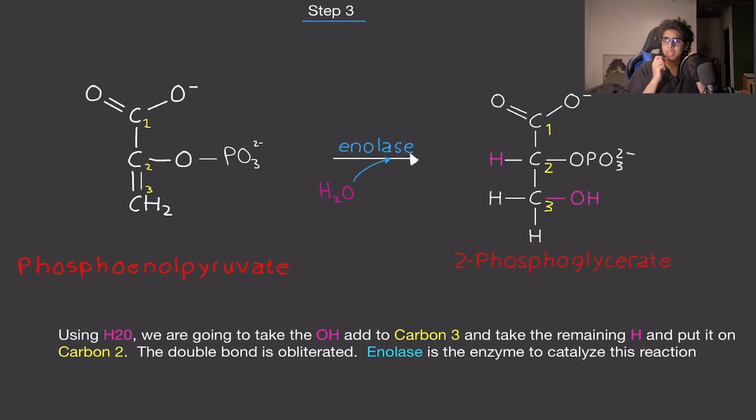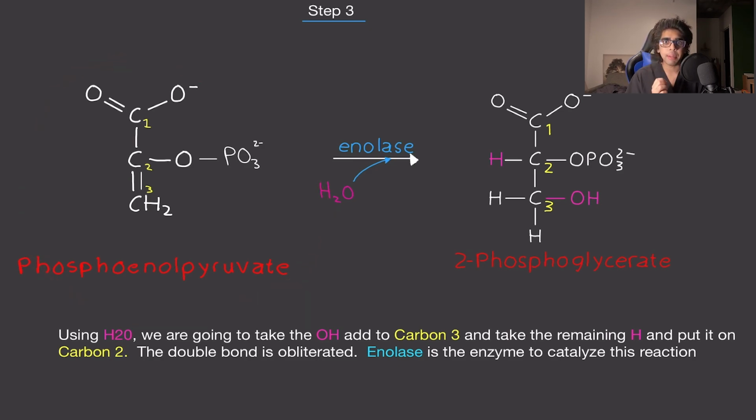Gluconeogenesis and glycolysis are actually very similar. Almost all the steps are the same. There are a few key differences though, and we're going to see 2 of those differences in this video. So let's begin. So we have phosphoenolpyruvate right here. And here's what we're going to do.